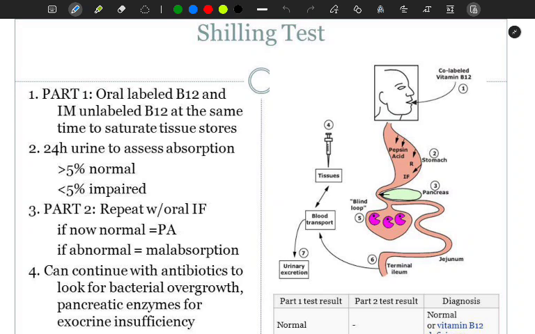So next, stage 3: after 2 weeks of treatment with antibiotic, you give oral B12, and you check the level in 24 hours. If it's normal now, often this is bacterial overgrowth. If it's abnormal, the last thing, stage 4 or part 4, we give pancreatic enzymes for 3 days, then we repeat the oral B12. If it normalizes, this is pancreatic insufficiency.